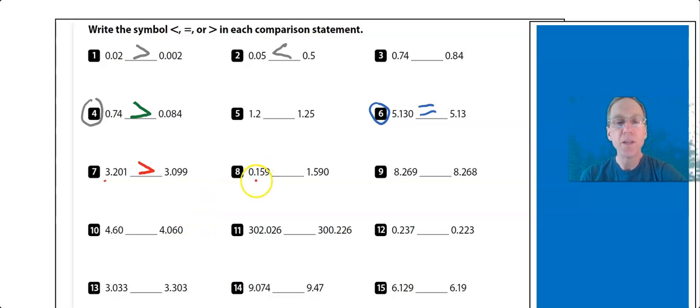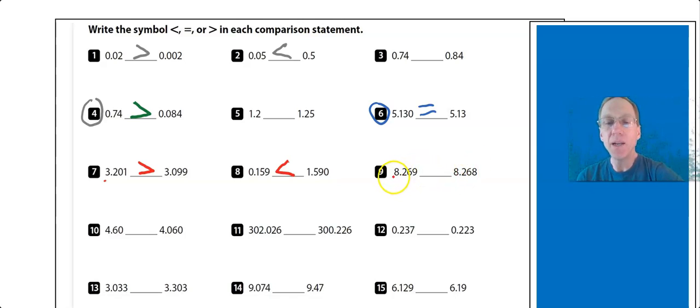All right, let's come over here. Here we have 0 wholes, 1 whole. Bam, we're done. This one's way bigger. Point to the small one. We read this as 159 thousandths is less than 1 and 590 thousandths. Again, I'm not sure why they're including the 0, because technically you really don't need it.